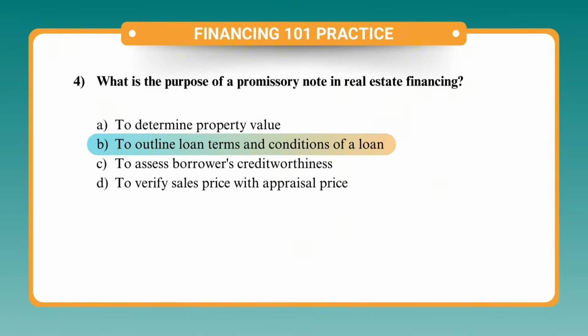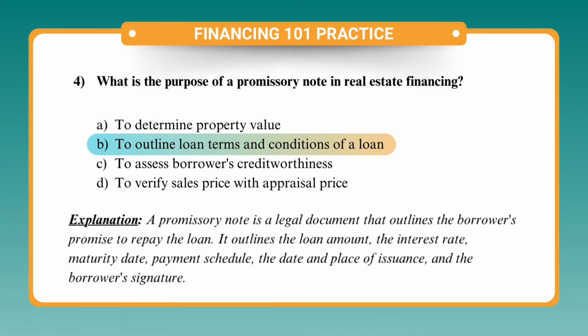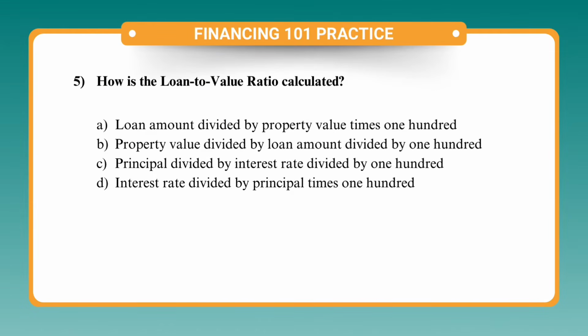The answer is B, to outline loan terms and conditions. A promissory note is a legal document that outlines the borrower's promise to repay the loan. It outlines the loan amount, the interest rate, maturity date, payment schedule, the date and place of issuance, and the borrower's signature. Number 5, how is the loan-to-value ratio calculated?